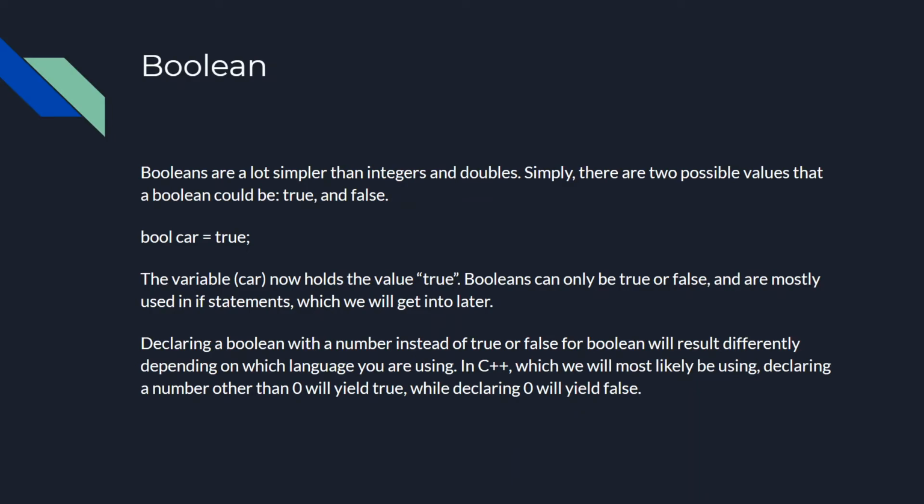A Boolean is a variable type and is the most simple one. It can only be true or false. In this case, we initialize the Boolean car, bool, to the value of true. Booleans can only be true and false and are usually used in if statements and flow control.